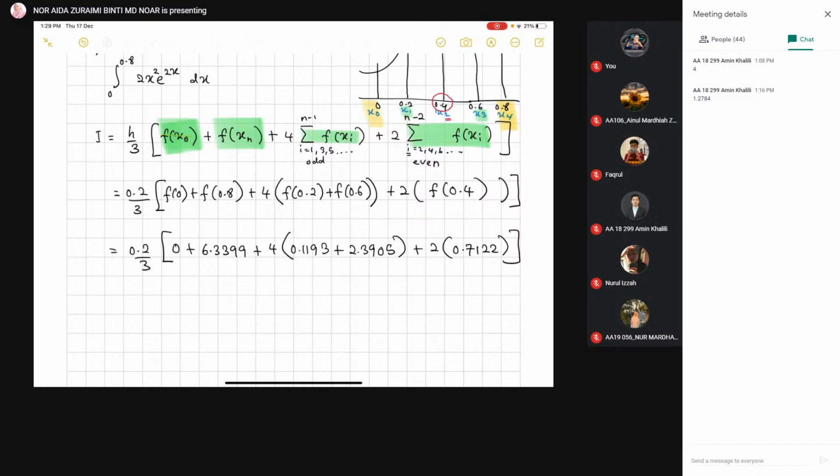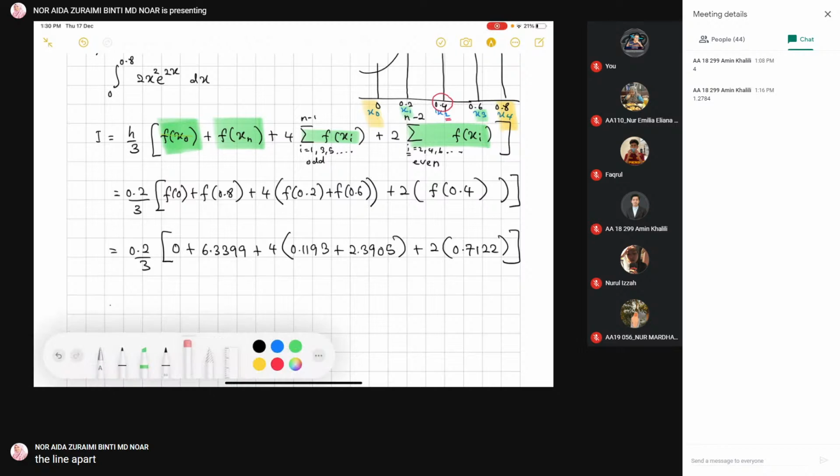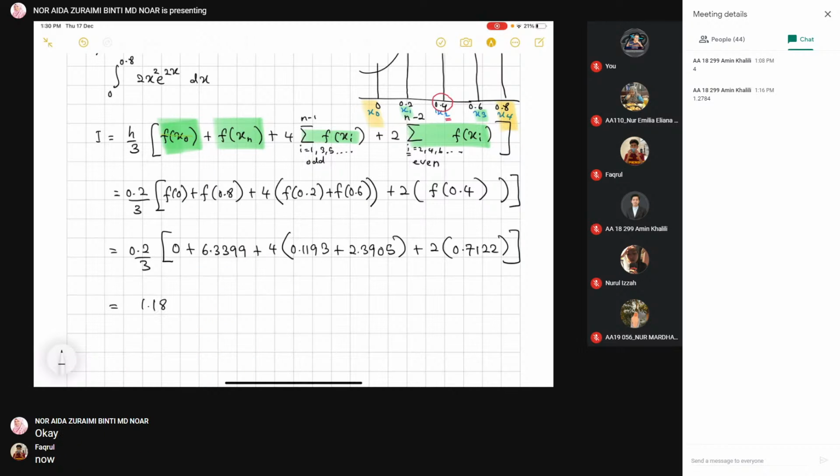Okay, siapa dapat jawapan boleh bagi tahu. 1.1869. Okay. Yang lain dapat? Dapat. Okay. Dapat. 1.1869.